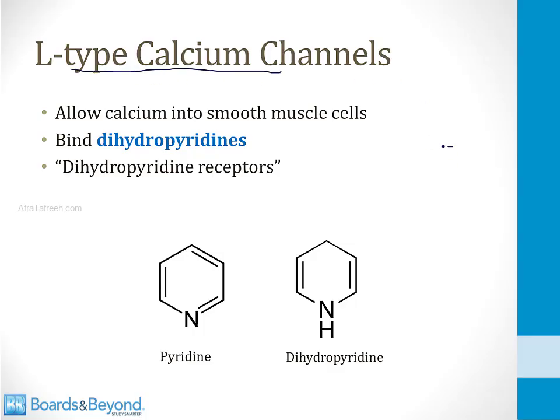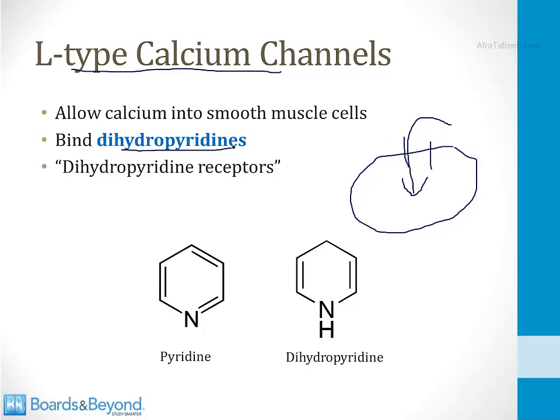These are calcium channels found on the surface of a smooth muscle cell. They allow calcium to enter the cell. Now these calcium channels also bind structures known as dihydropyridines, so for this reason, these L-type calcium channels are sometimes also called dihydropyridine receptors. If you look at the bottom left side of the screen, this chemical structure is a pyridine. If you add two hydrogens and remove one of the double bonds, you get a dihydropyridine.